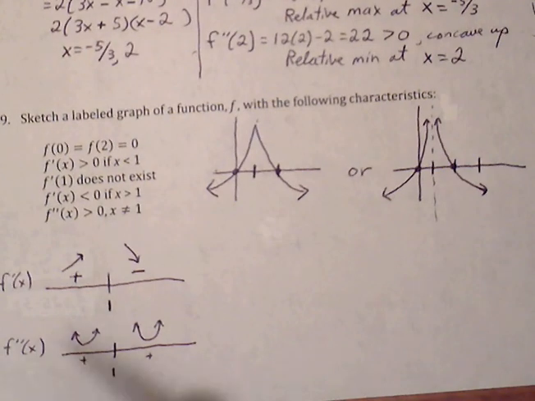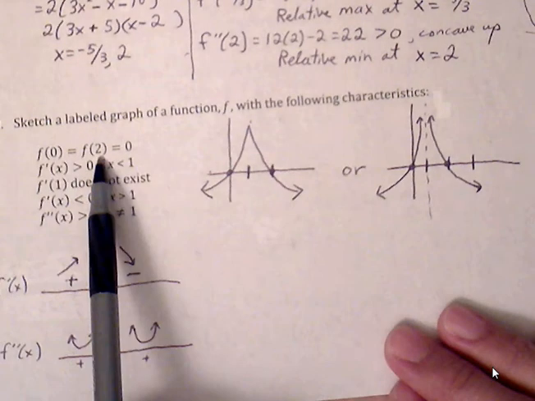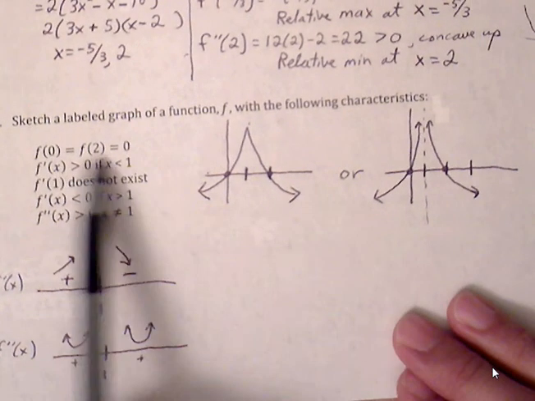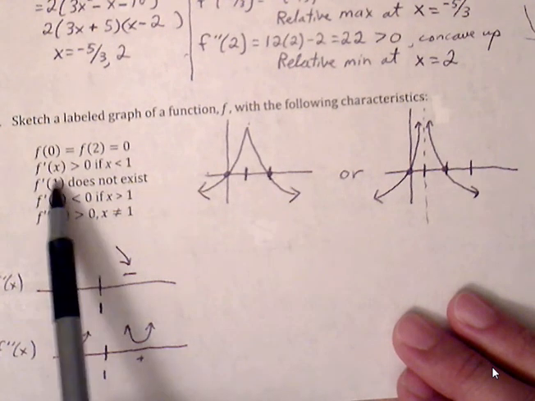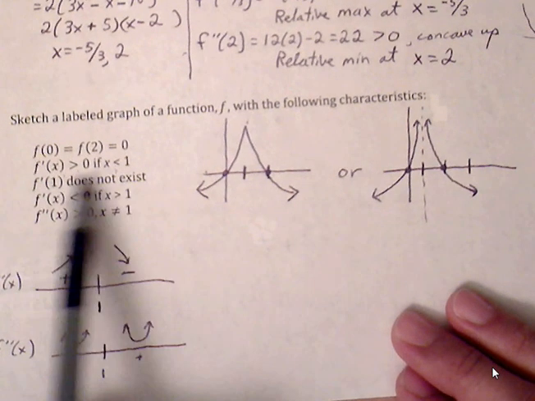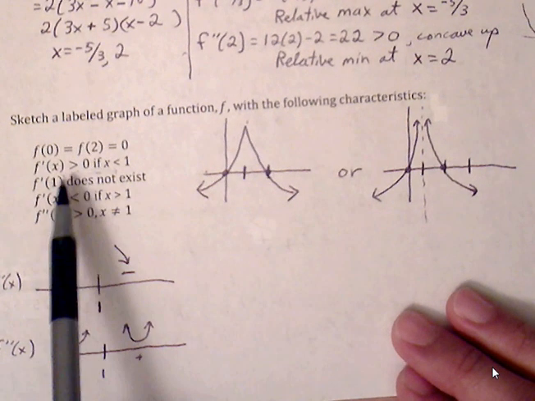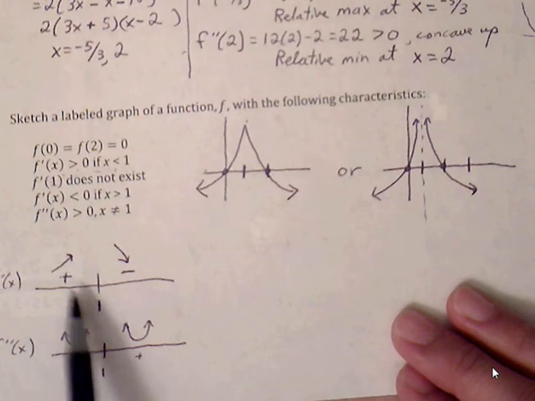Okay, number 9, sketch a labeled graph of a function with the following characteristics. So f of 0 equals f of 2 equals 0. So we want the ordered pairs to be (0, 0) and (2, 0). f prime is greater than 0 if x is less than 1. So we can convert this to a sign line here. We know that we'll get a positive slope to the left of 1.